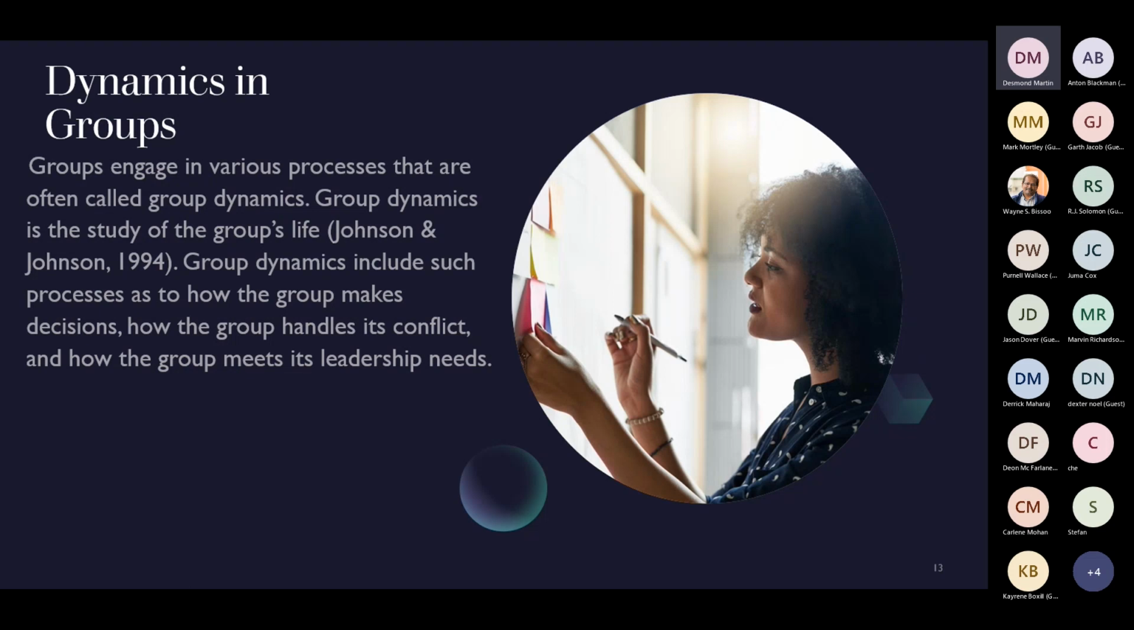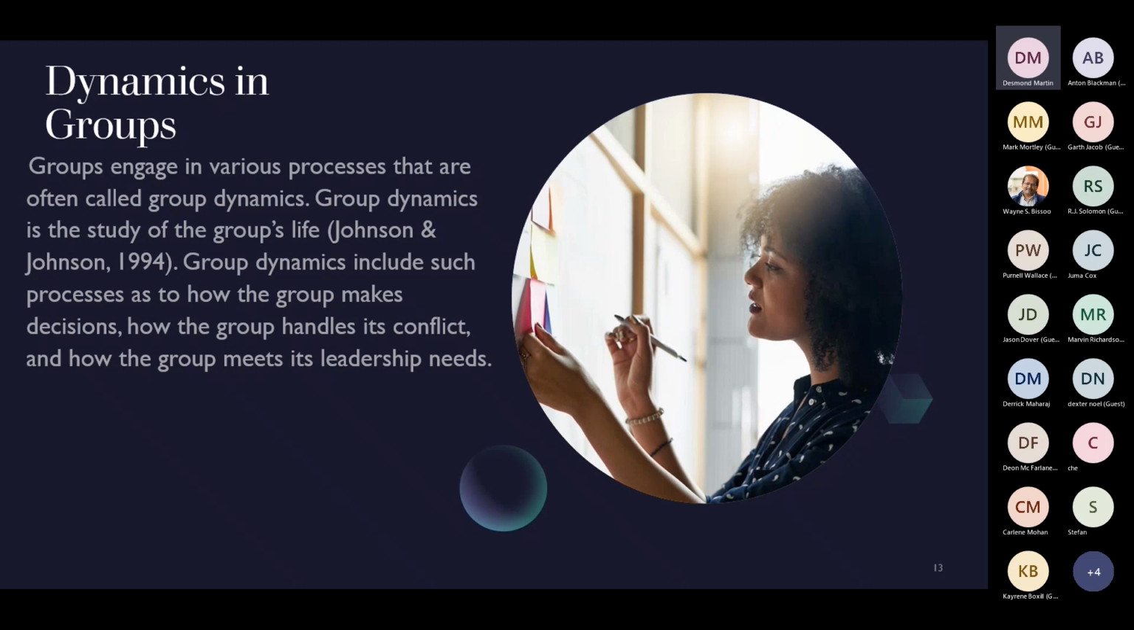Dynamics in groups. For us to understand the dynamics in groups, we need to first understand the role group members play in their groups, their norms, their creative conflict, and how group members make decisions.